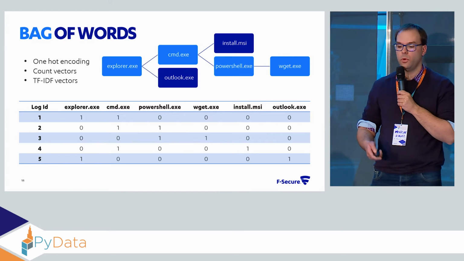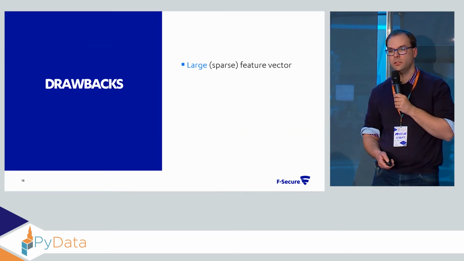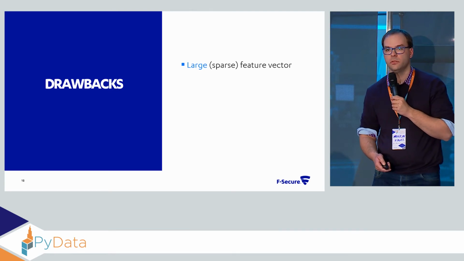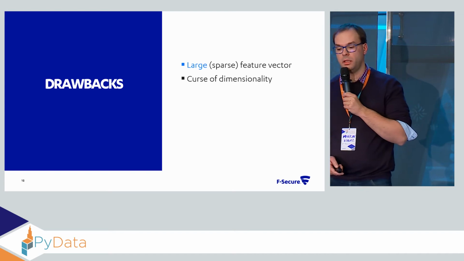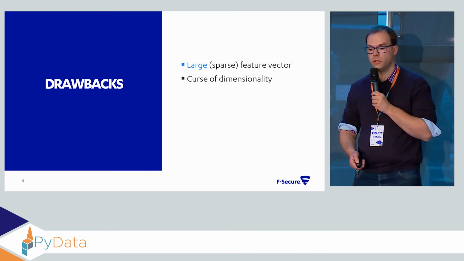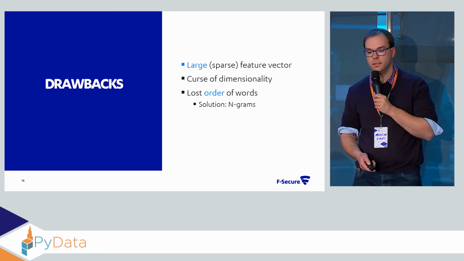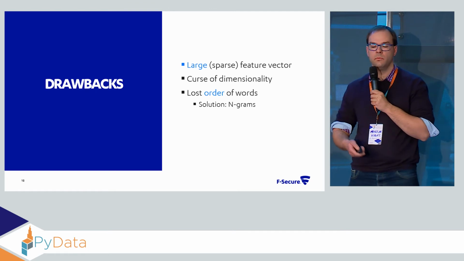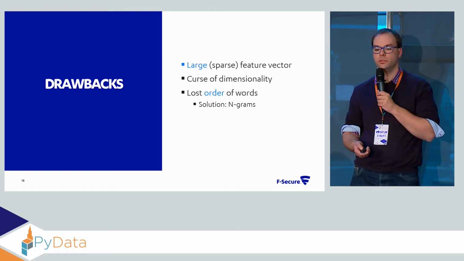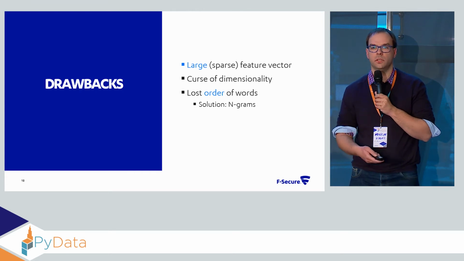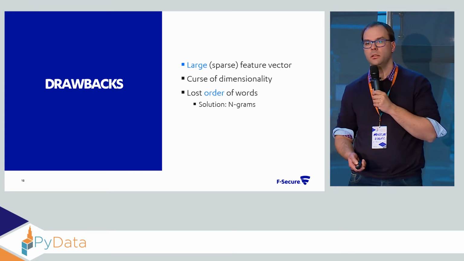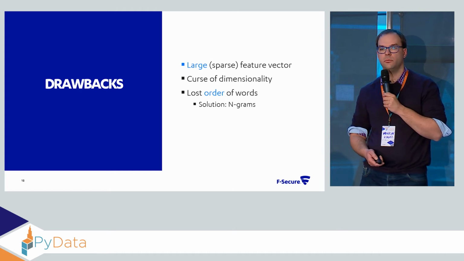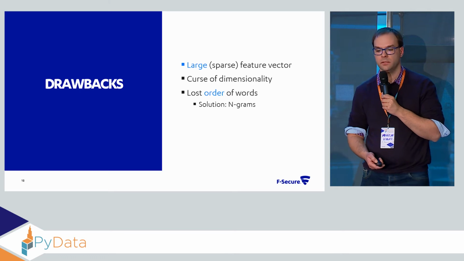But anyway, you get a huge matrix that is usually sparse. So you have a huge feature vector with hundreds of thousands of columns, and then you easily get the curse of dimensionality problem. And there are other problems. If you take just the program in the event, you usually lose the order of the execution, and it's important whether explorer is calling CMD or CMD is calling explorer. Of course, you can use n-grams, but then this feature matrix is even bigger and even more sparse.